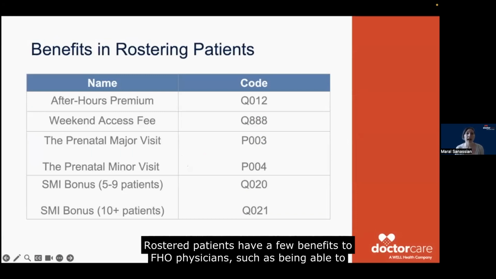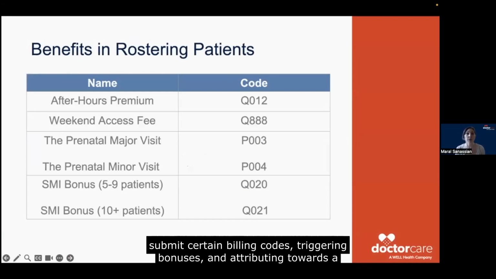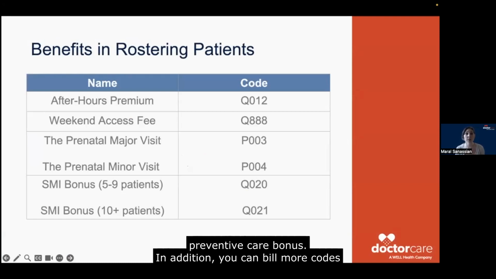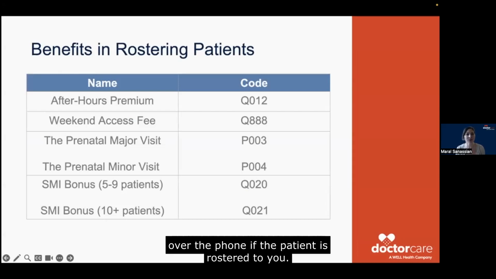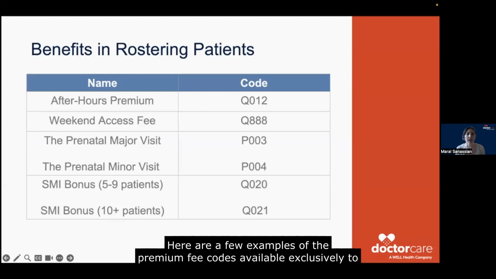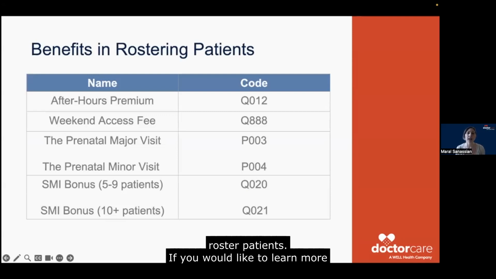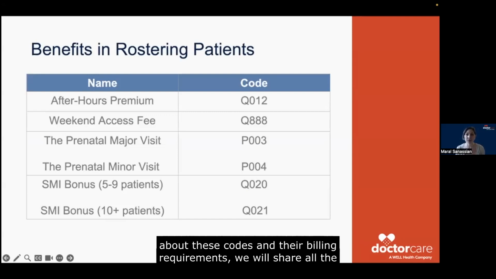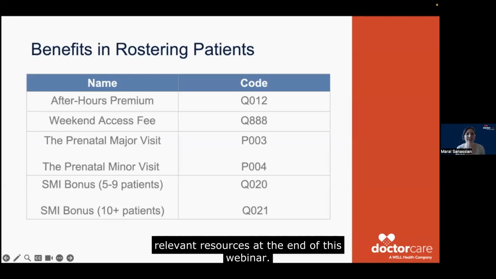Rostered patients have a few benefits to FHO physicians, such as being able to submit certain billing codes, triggering bonuses, and attributing towards a preventive care bonus. In addition, you can bill more codes over the phone if the patient is rostered to you. Here are a few examples of the premium fee codes available exclusively to rostered patients. If you would like to learn more about these codes and their billing requirements, we will share all the relevant resources at the end of this webinar.